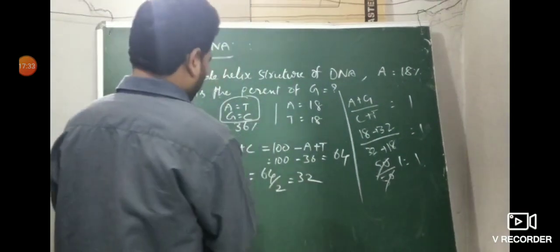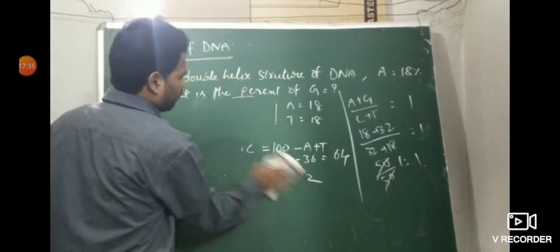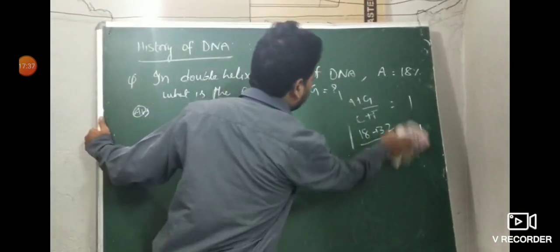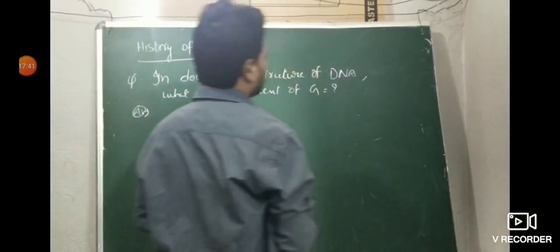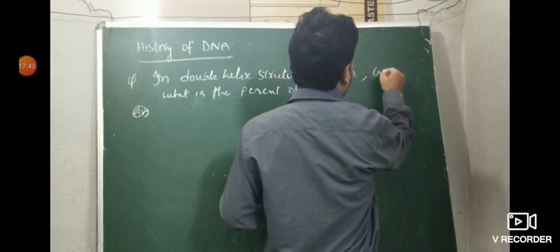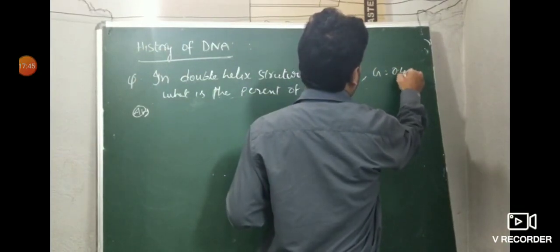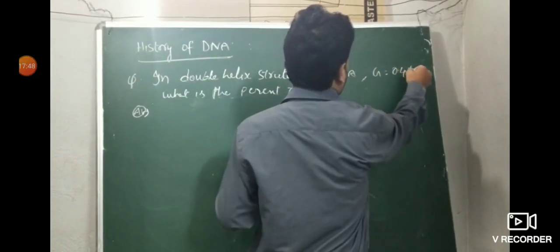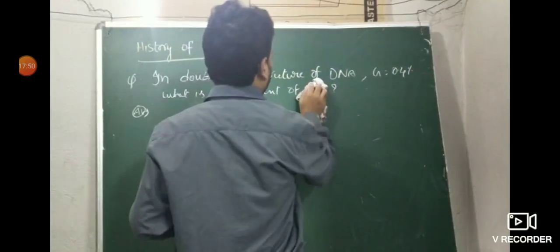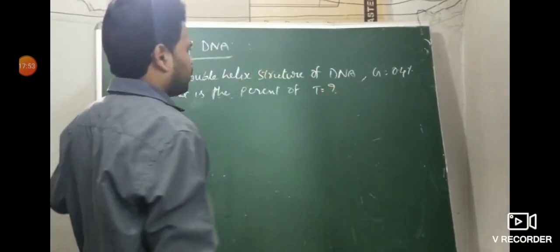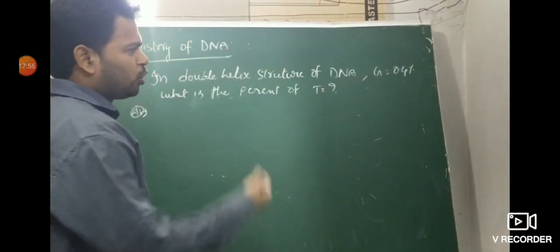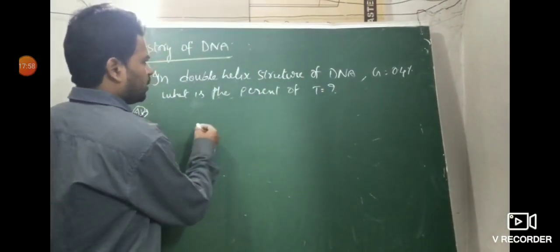Now one more question about this. In the double helix structure of DNA, guanine equals 0.4. Then what is the percentage of thymine? We need to find that.